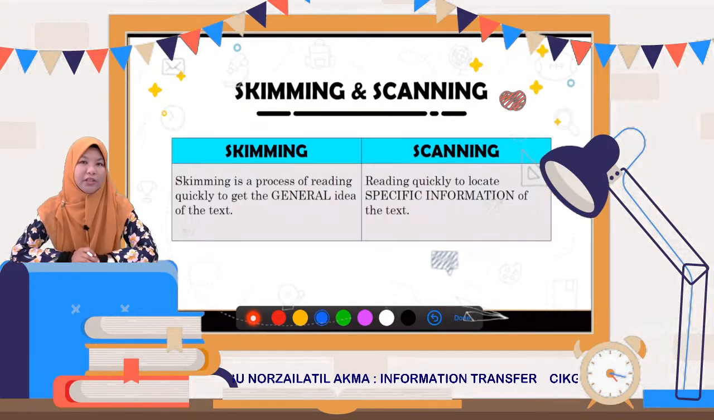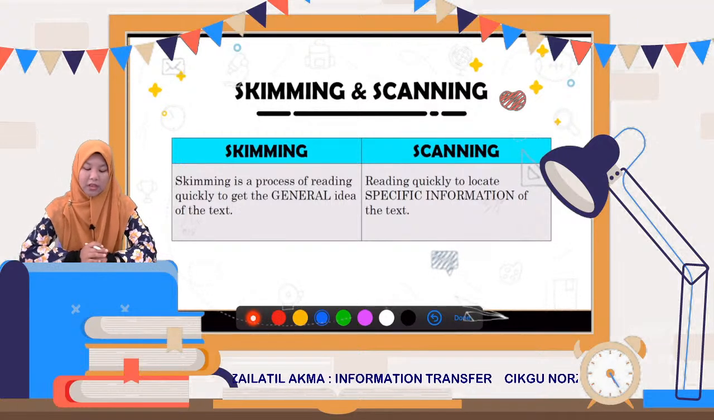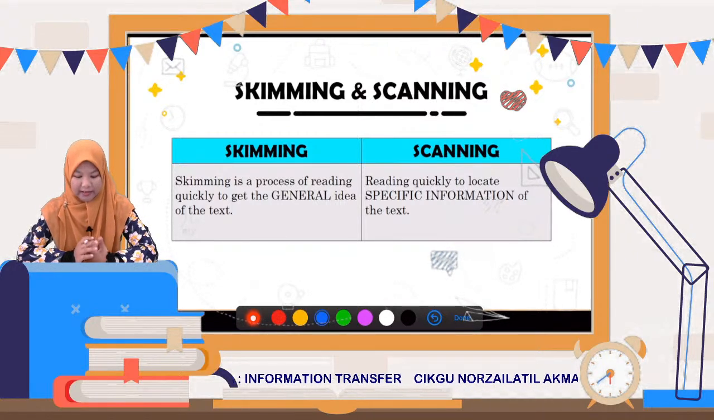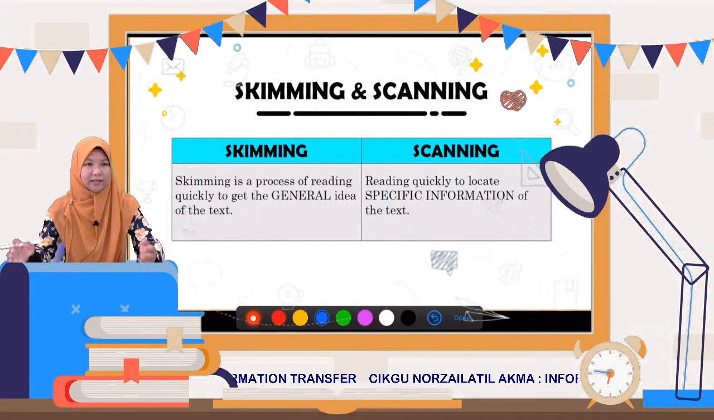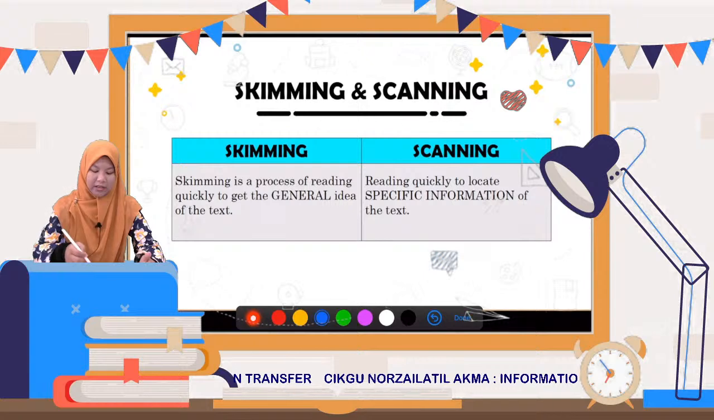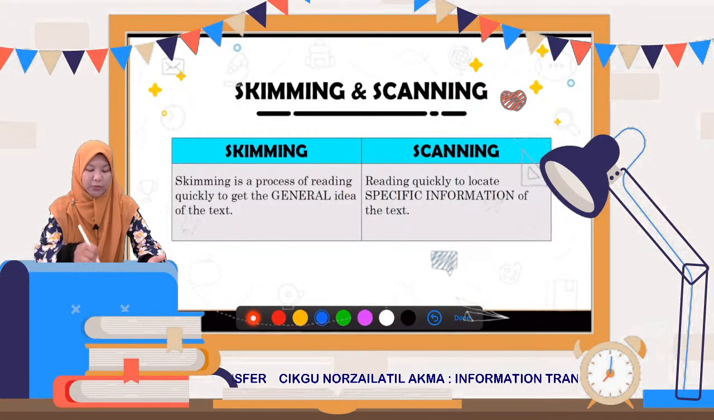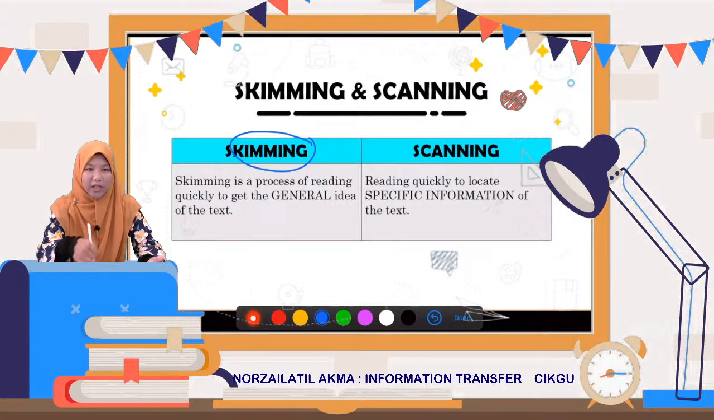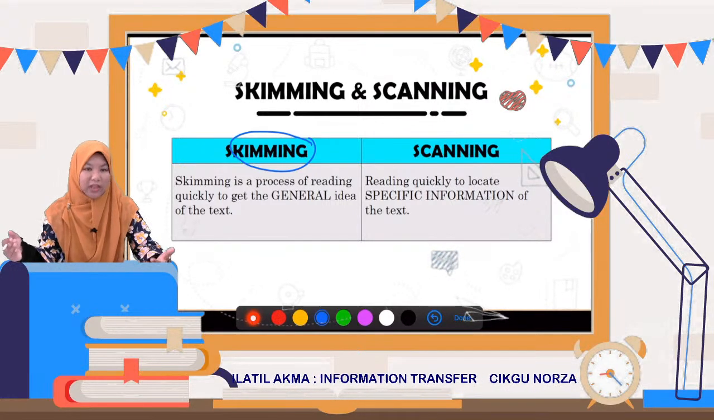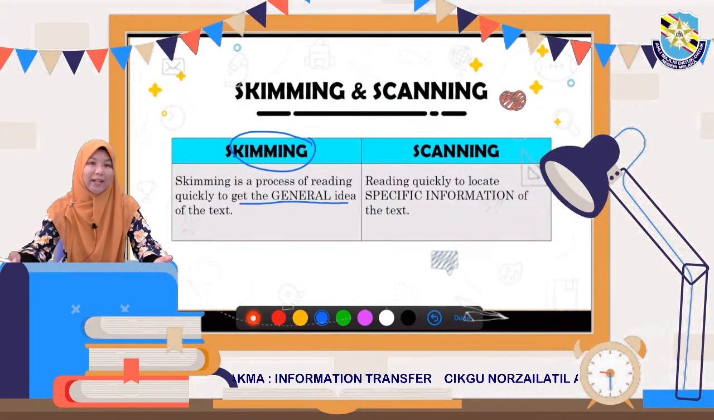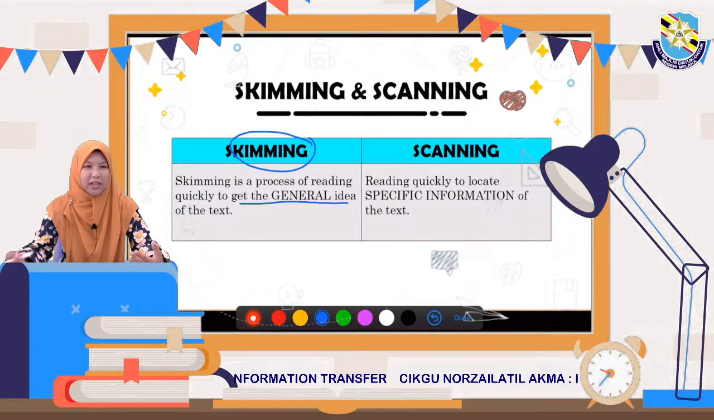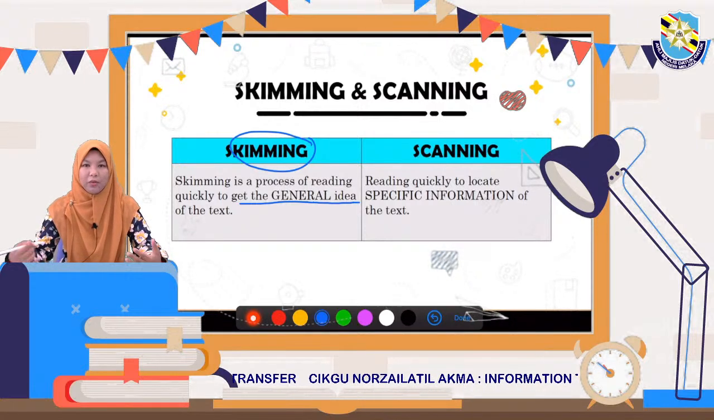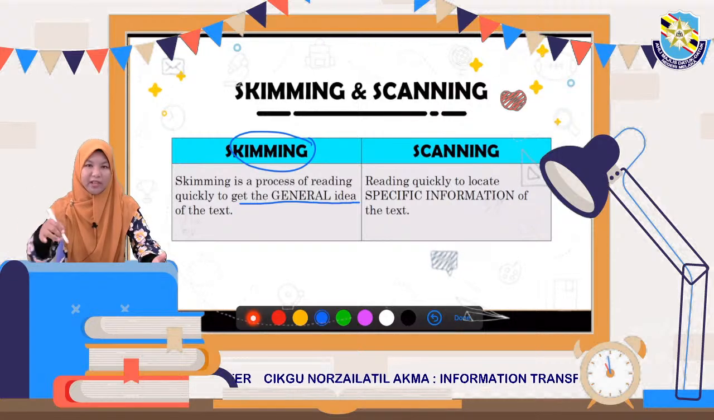For information transfer, this is my personal point of view. The most suitable reading strategies that you can use are skimming and scanning. What is skimming? What is scanning? Skimming is a process of reading quickly to get the general idea of the text. You just go through your text quickly and try to get the general point, what the text is about, what the text discusses, where it happened, or what the issue is. Just some general ideas.